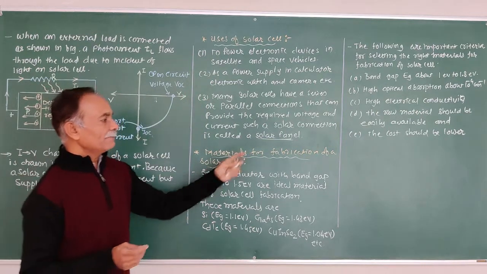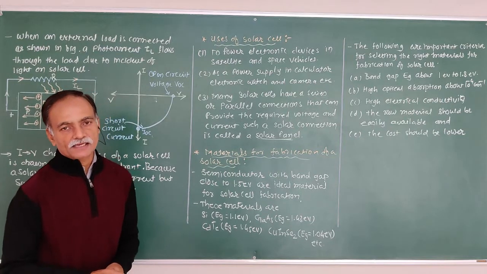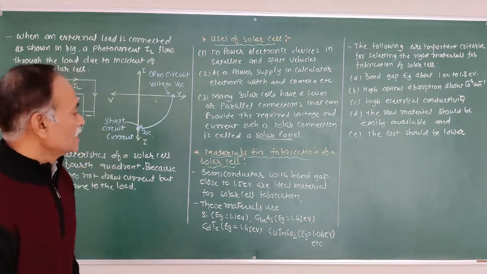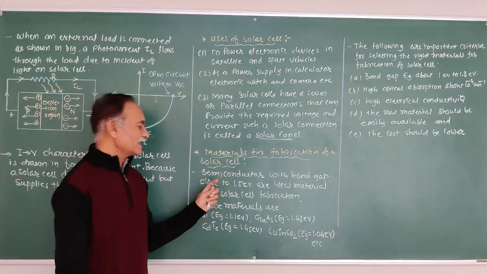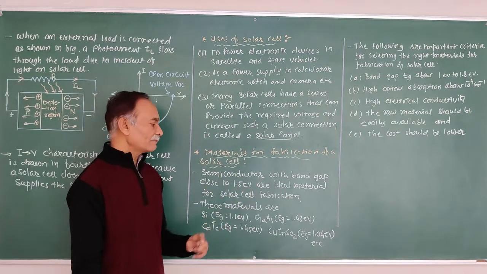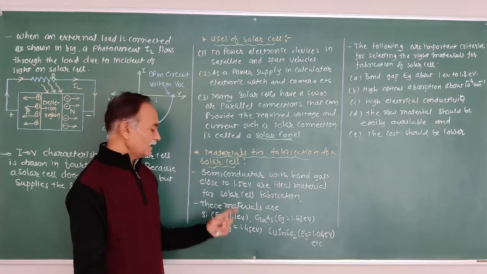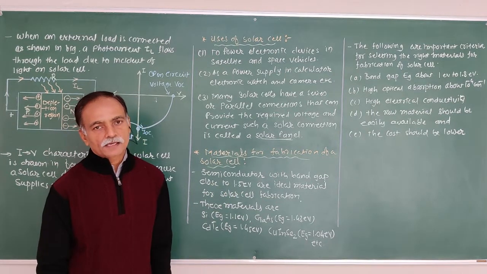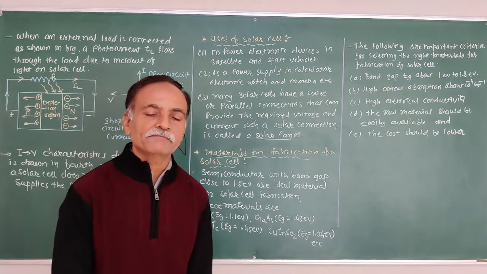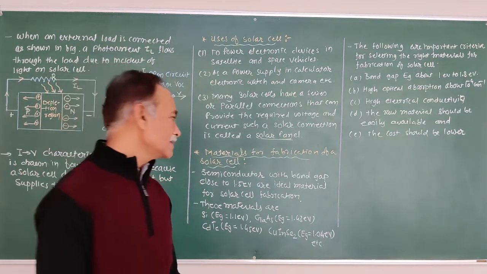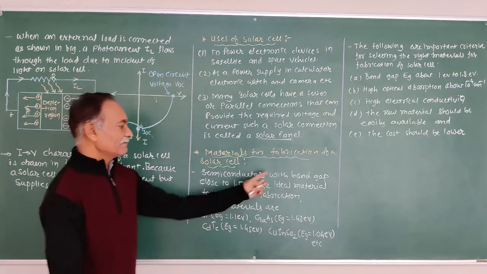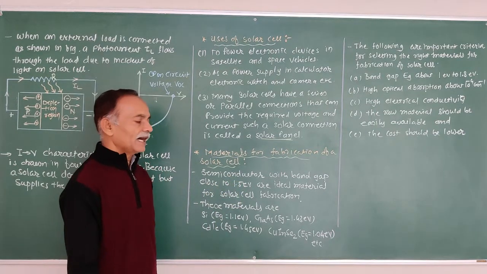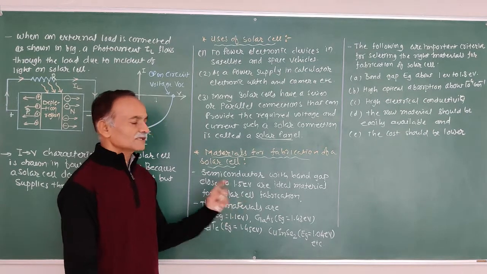Now, material for fabrication of a solar cell. Which material is required to fabricate the solar cell? Semiconductors with a band gap close to 1.5 electron volt are ideal material for solar cell fabrication. Not from all semiconductors can we prepare the solar cell, but semiconductors with band gap energy very close to 1.5 electron volt are ideal.